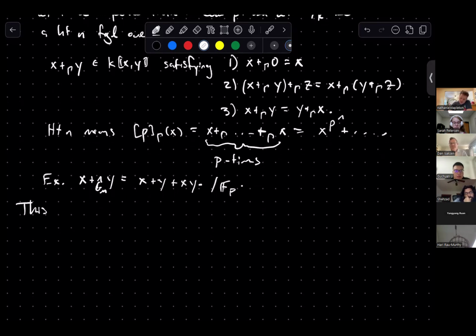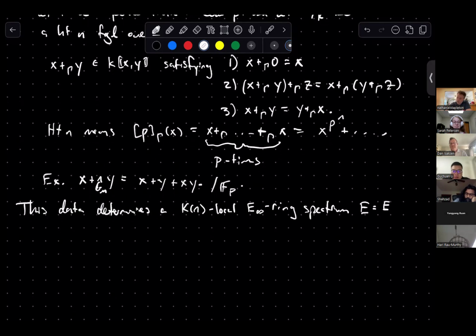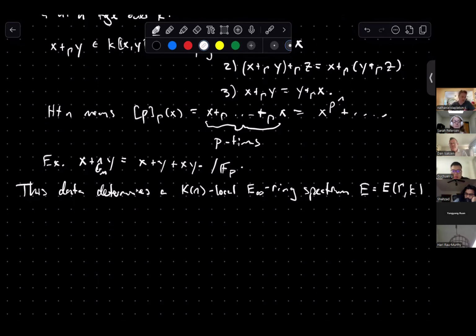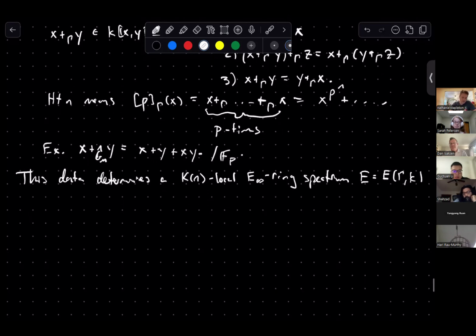And it turns out that the choice of such a thing determines something in stable homotopy theory. So this data determines a K(n)-local E infinity ring spectrum E, which you could write E_n, or you could write E(Gamma, K). It's pretty common to write E_n and just assume there's some Gamma out there, with even periodic homotopy groups.